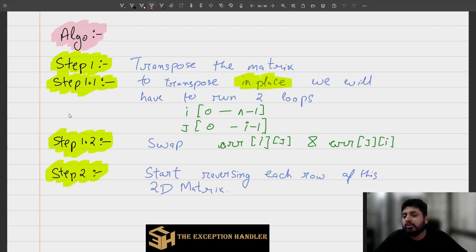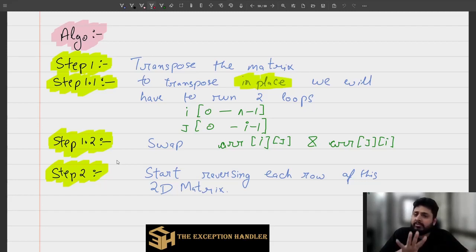So this is how you would achieve your transposing of the matrix, and then you would start reversing each row of your matrix. Now reversing each row is practically equivalent to reversing a 1D array. So that's very simple logic. Let's see that in code and understand.